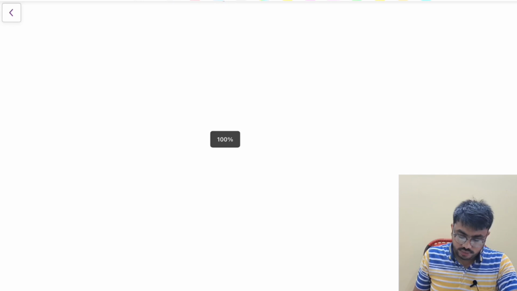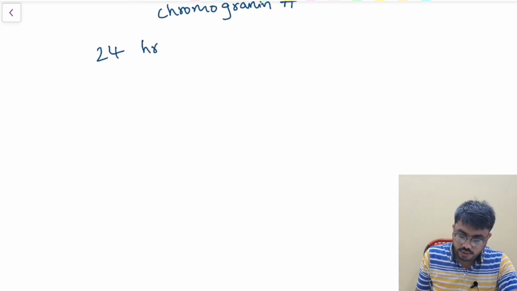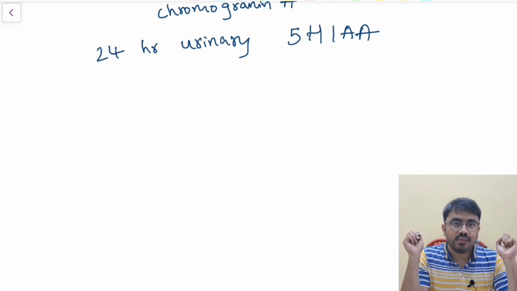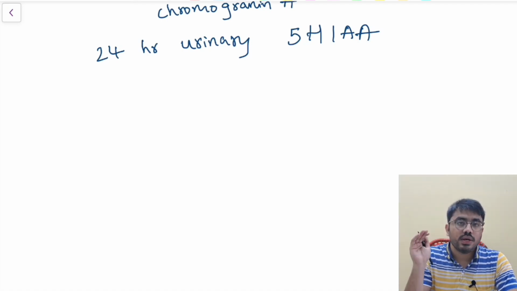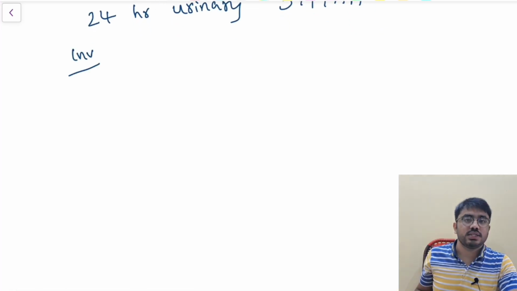Not only can I check the immunostaining, I can also do the 24-hour urinary 5-hydroxyindole acetic acid. Very important. 5-HIAA levels are elevated in case of carcinoid tumor. So you are suspecting a tumor and on analysis you find that the 24-hour 5-HIAA levels are increased, then it has to be carcinoid tumor. Now, what are all the other investigations I can perform in a carcinoid tumor?